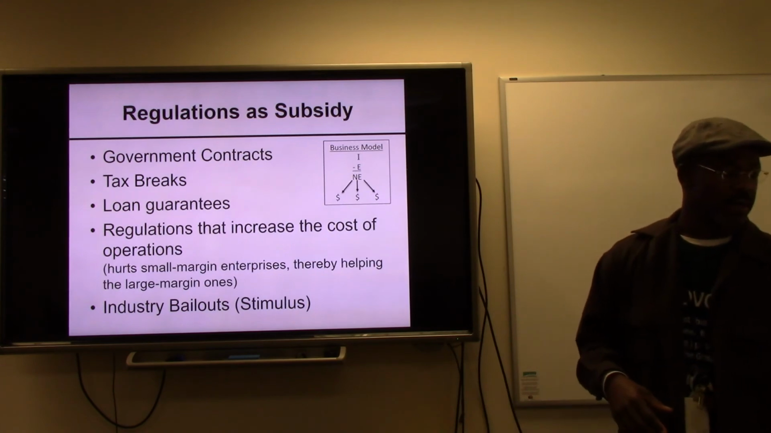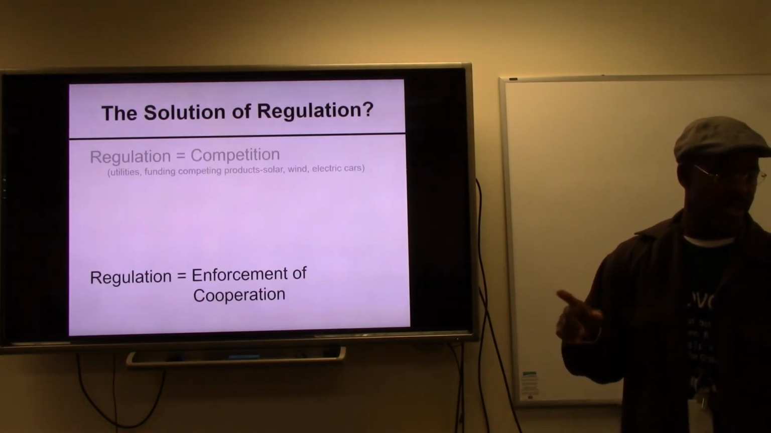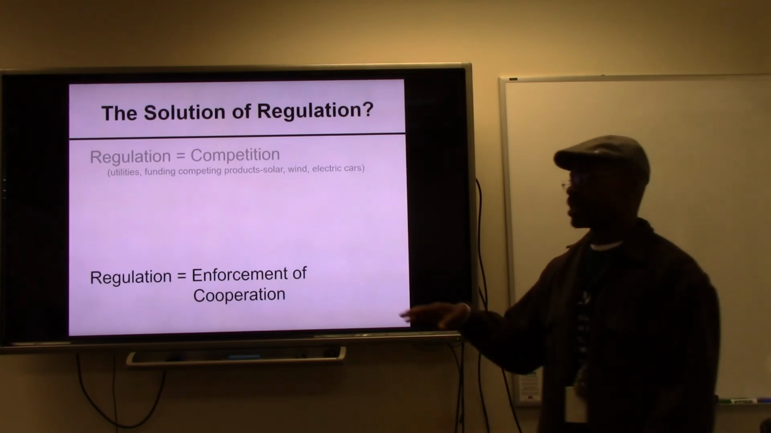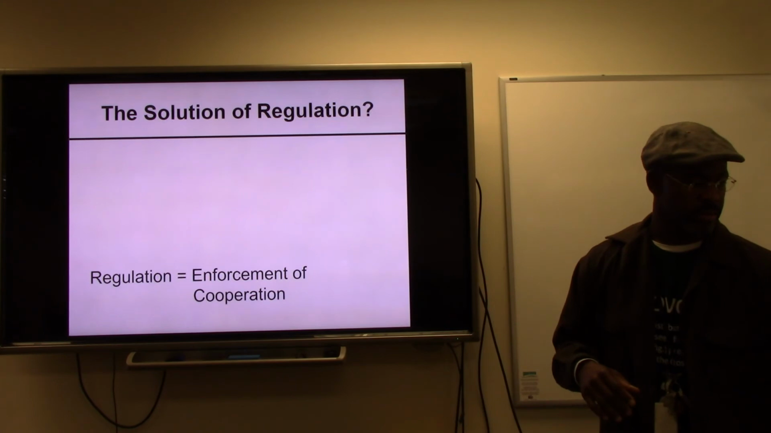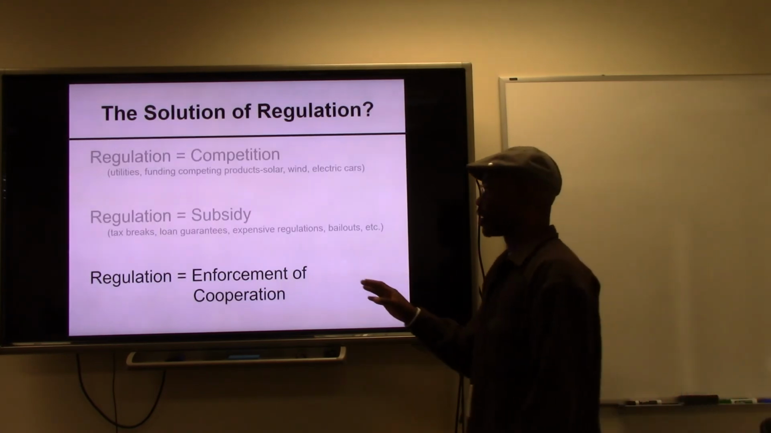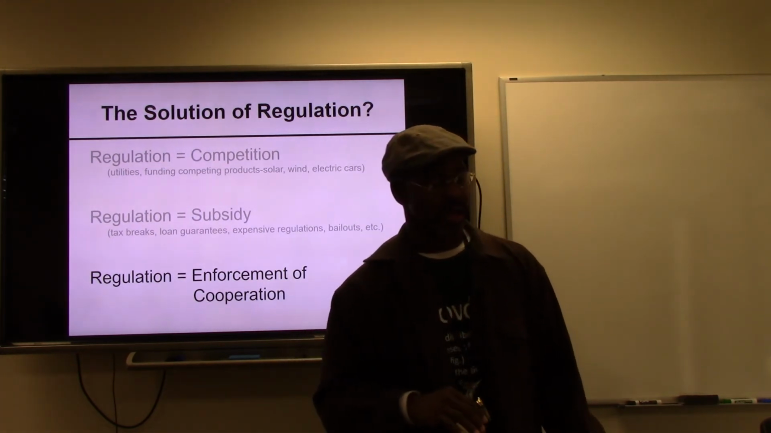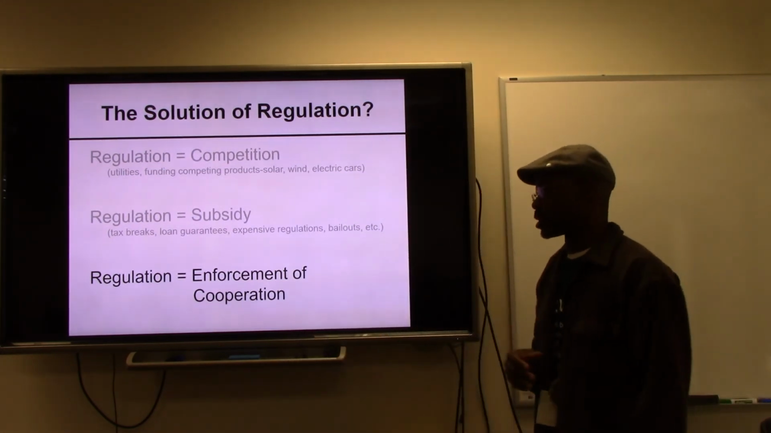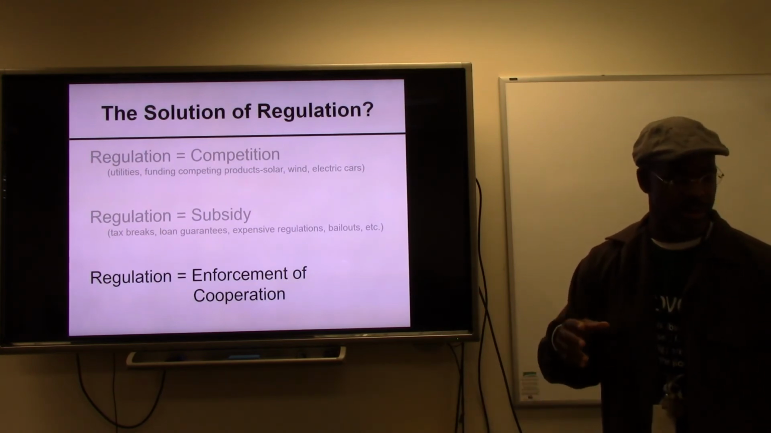So, regulations as subsidy. So we talked about regulations as competition, talked about regulation as subsidy. Here's the last one. Regulations as enforcement. I'm sorry. My slides are not, there we go. Regulation as enforcement of cooperation. And this actually we covered a little bit when we talked about the economy, but obviously we're digging deep here. All right? So regulations as enforcement of cooperation. What do I mean by that?